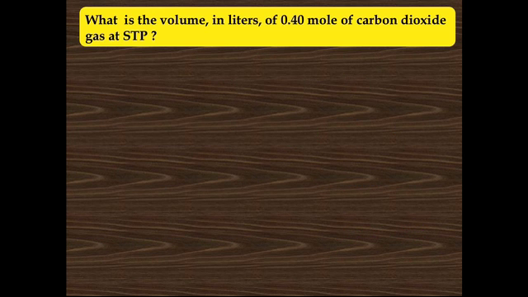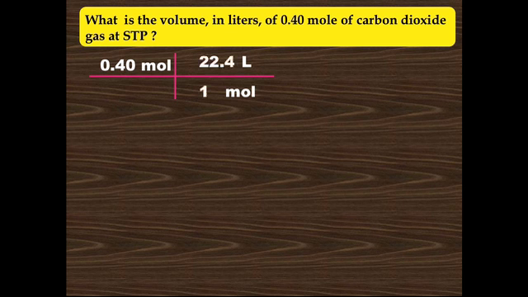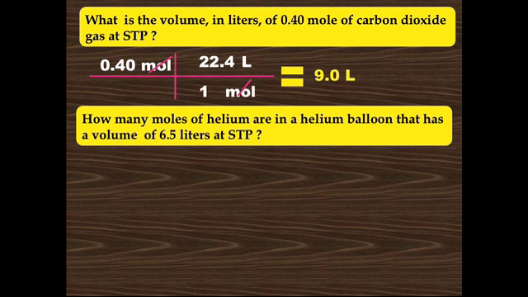What is the volume in liters of 0.4 moles of carbon dioxide gas at STP? So 0.4 moles is my known. I'm going to set up my tracks. I need moles to go on the bottom so it cancels, and I'm looking for liters, so it's going to go on top. I know that every time I'm going to have 1 mole for 22.4 liters. My moles cancel. I'm going to multiply across the top, across the bottom, and divide, and I get 9 liters. So let's look at another problem.